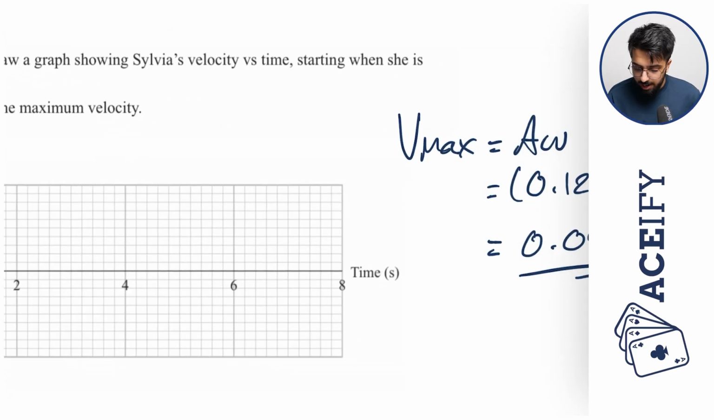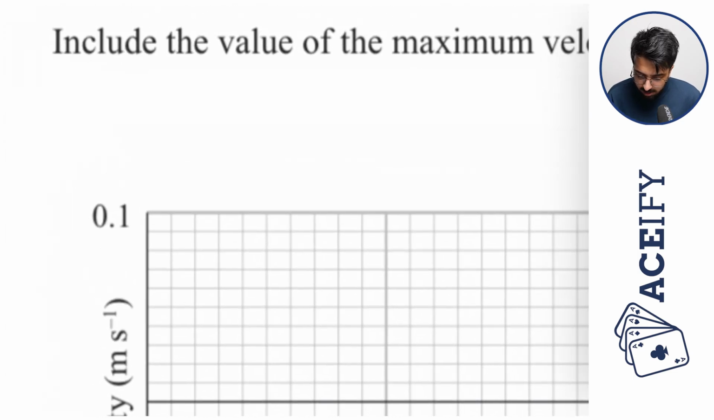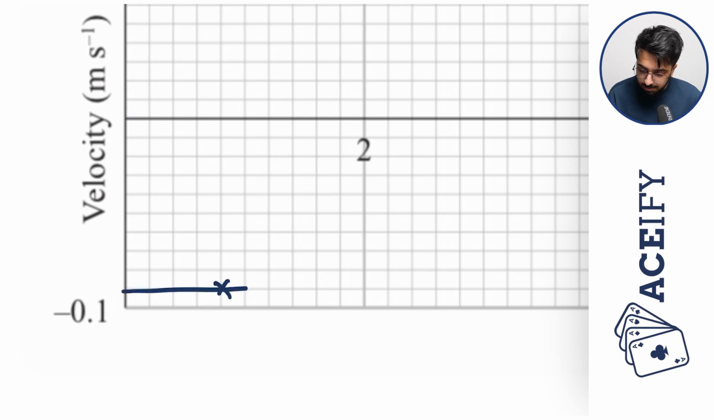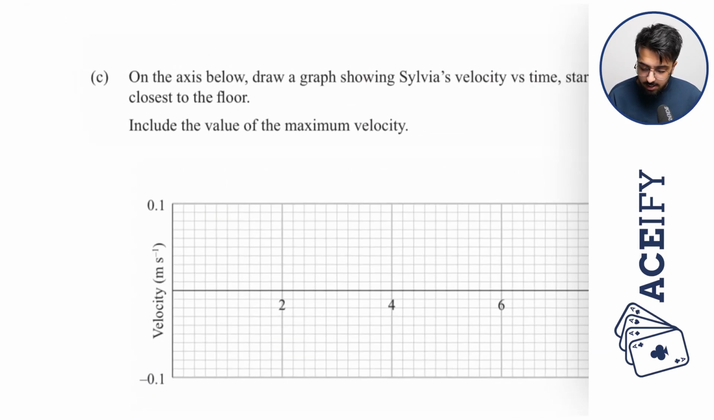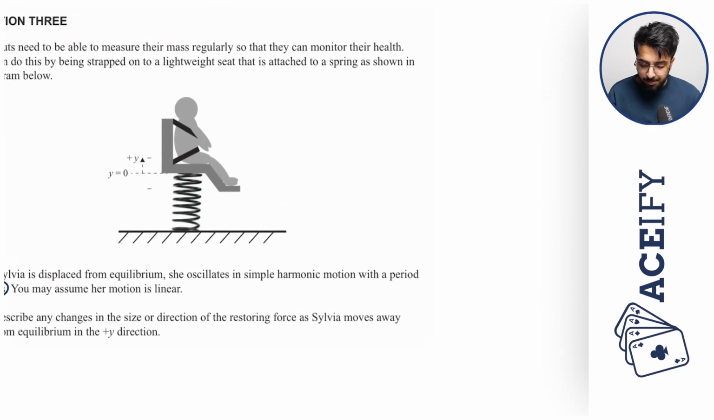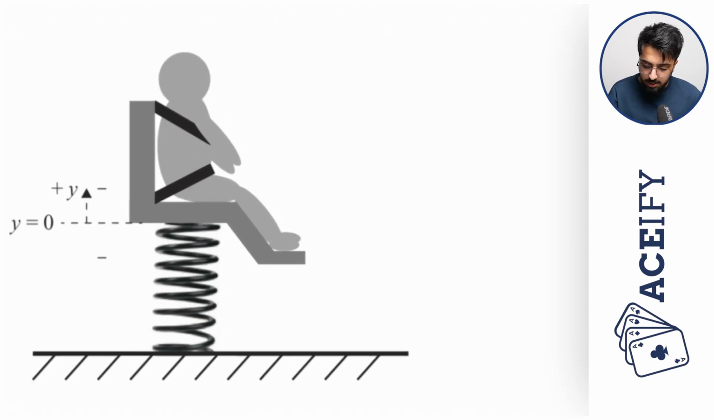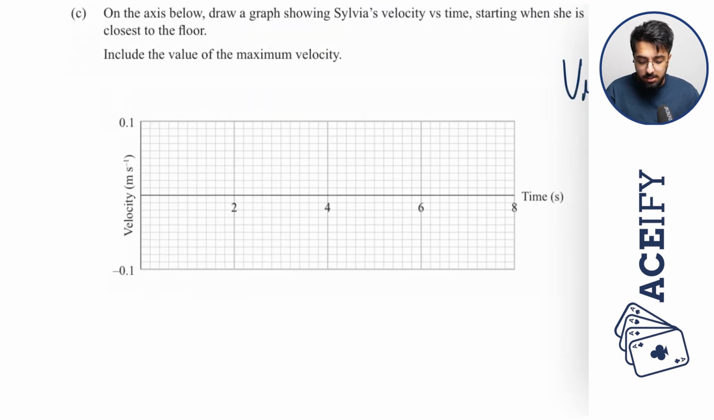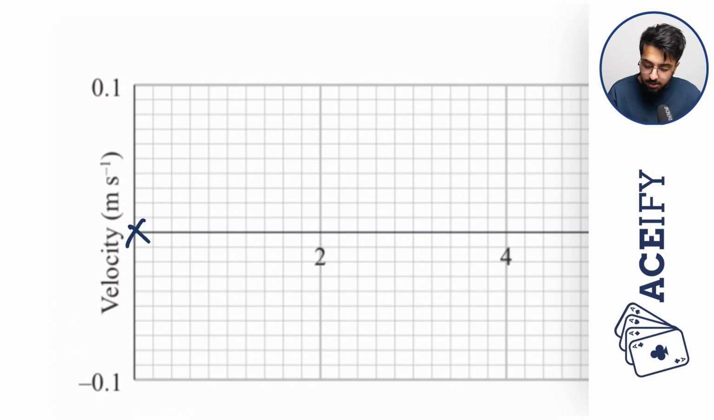And so therefore on our axis, that is going to be roughly like right here. That's going to be our Vmax, and our negative Vmax is going to be roughly over here, okay? And so we can draw that in. Again, it says we start when she is closest to the floor. And so if we look at our diagram, when she's closest to the floor, she's over here, she is going to be momentarily at rest. And so we start at 0 velocity. And so our 0 velocity is right here. So that's where we're going to start.